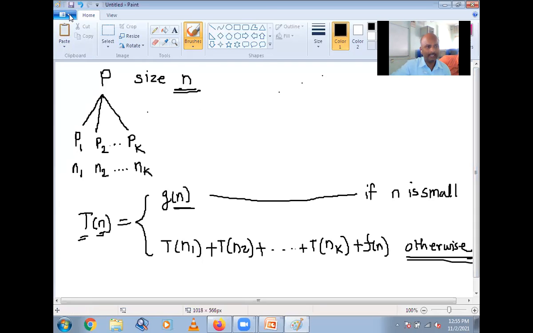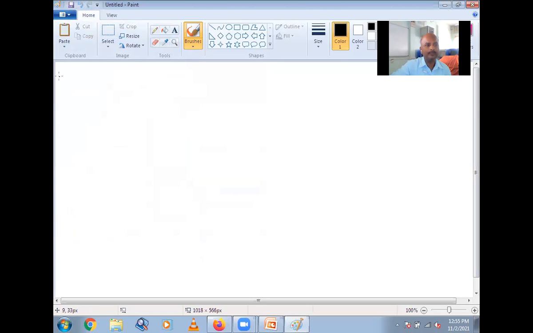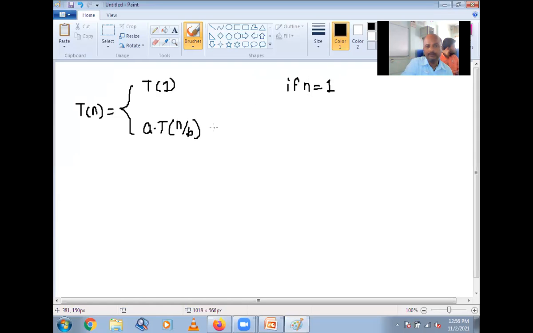In general, we can write the time complexity of a particular problem as T of n is equal to T of 1 if n is equal to 1, and otherwise a into T of n by b plus f of n, if n is greater than 1, where a and b are known constants.